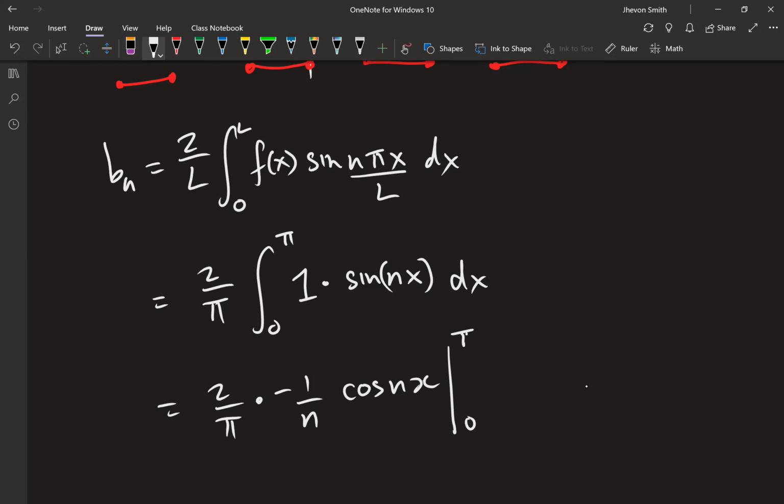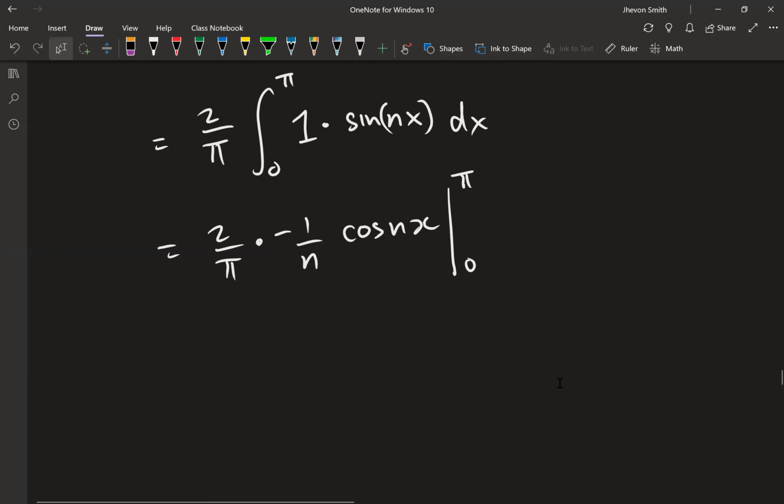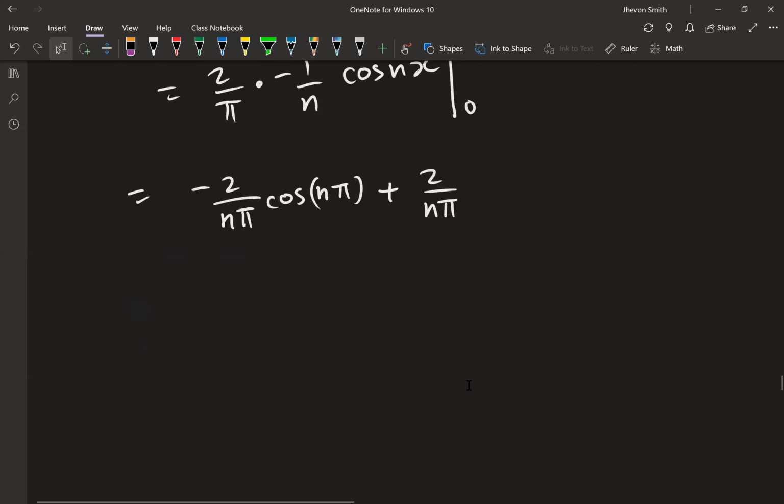Between 0 and pi. So this is going to become minus 2 over n pi cosine n pi plus 2 over n pi. In other words, this is going to be minus 2 over n pi times minus 1 to the n plus 2 over n pi.